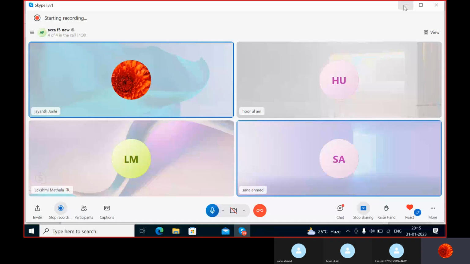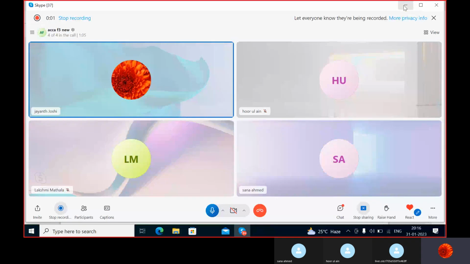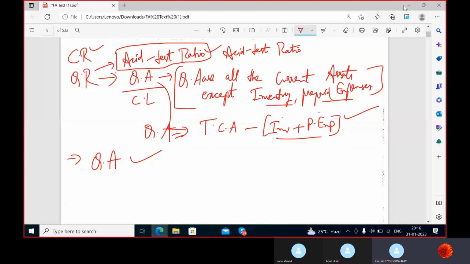Again, after the recording starts, you again confirm whether you can see the screen or not. Okay. Now can you see the screen? Yes, sir. You can see perfectly, correct? Okay, that's fine.